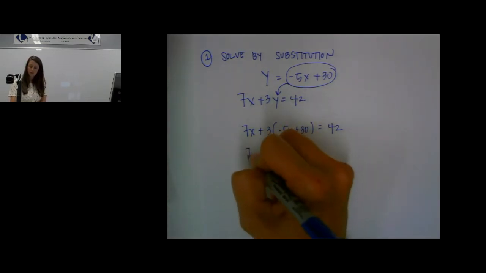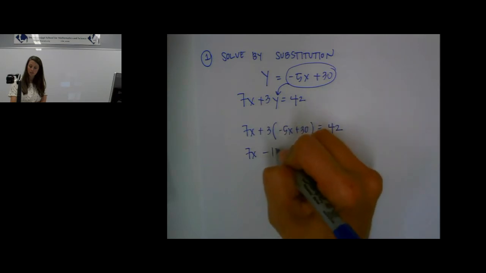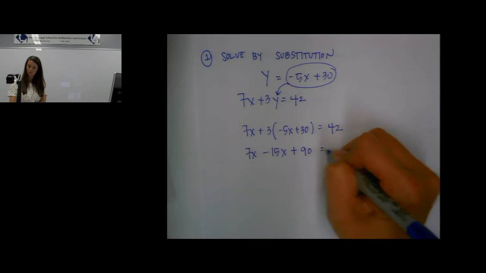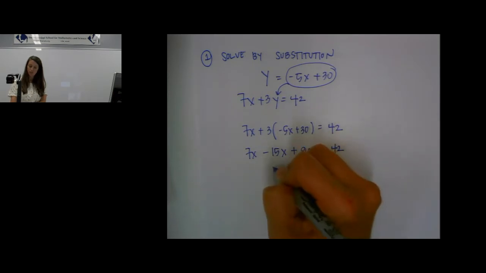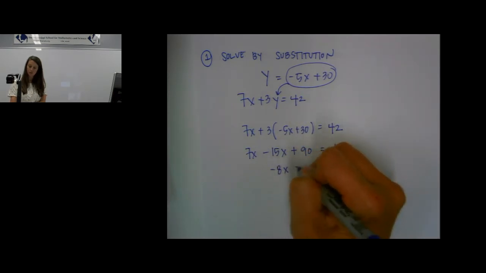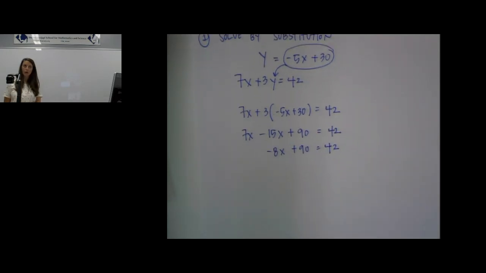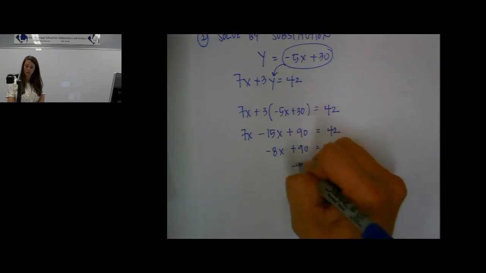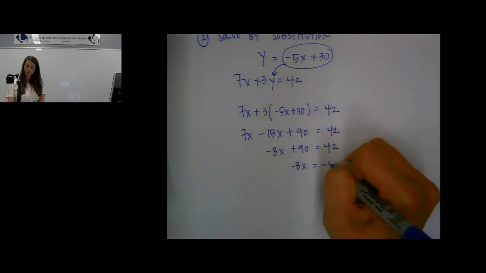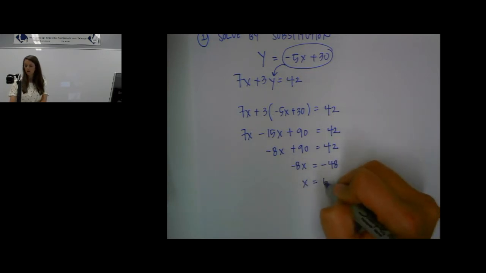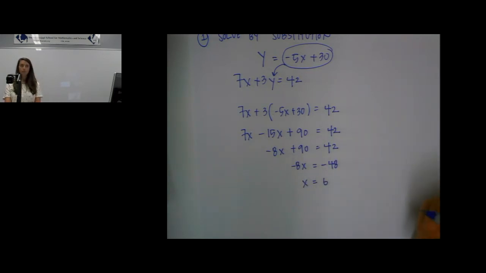Okay, 7x minus 15x plus 90. Combine your like terms, so it's negative 8x plus 90 is equal to 42. Subtract 90 on both sides, so you're going to get negative 8x is equal to negative 48. Divide both sides by negative 8, so x there is going to be equal to 6. So 6 is going to be the first point where they intersect.